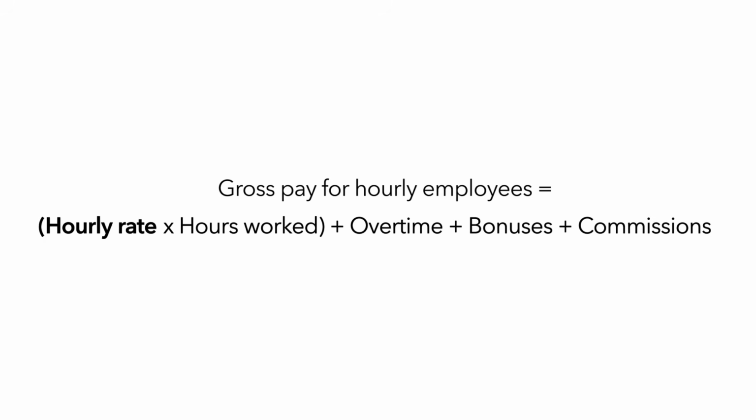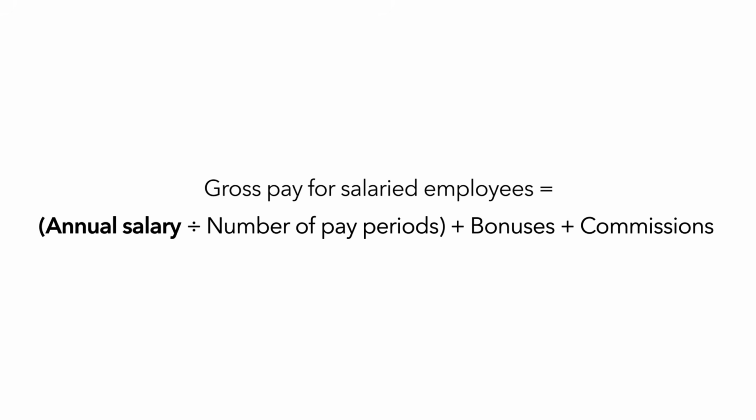For hourly employees, it's hourly rate times the hours they worked, plus any overtime, bonuses, or commission. For salaried employees, you take their annual salary and divide by the number of pay periods, then add any bonuses or commissions. Gross pay, or the total before taxes or deductions, is what you start with every pay period.